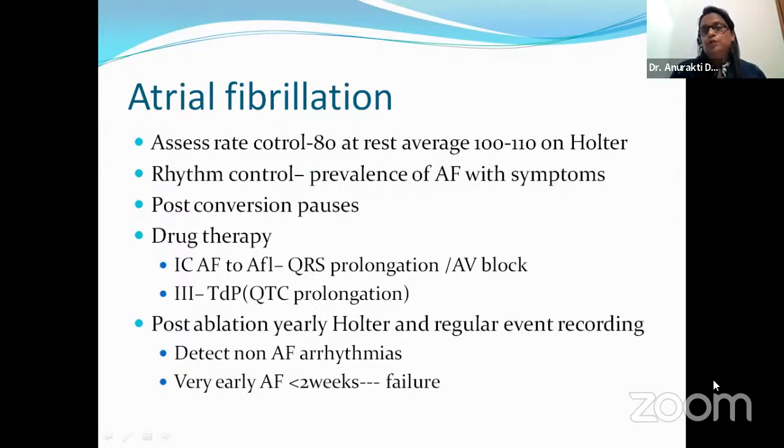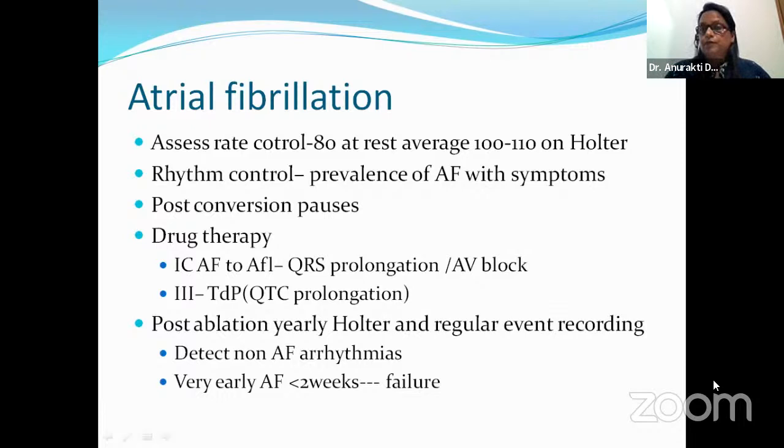If the patient has undergone atrial fibrillation ablation, then you need to do a yearly Holter and regular event recorder, where if they have any symptom, they can trigger the event recorder. So it also can detect non-AF arrhythmia. Suppose you have done ablation and the patient comes back to you saying, again, I'm having symptoms. How do you tell that patient that these symptoms are not due to atrial fibrillation, they are due to some other arrhythmia? So you need a continuous ECG monitoring for that.